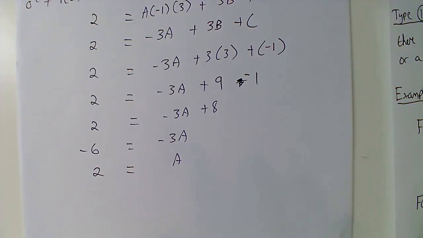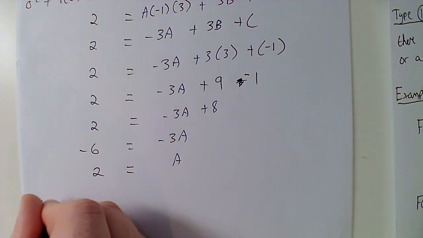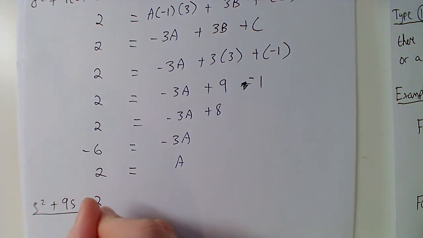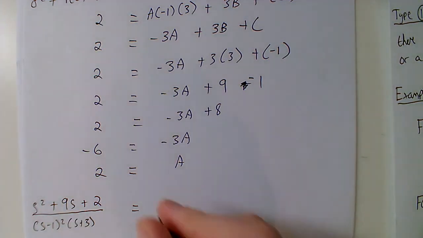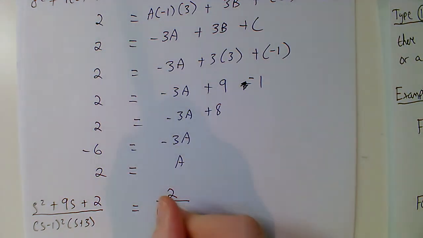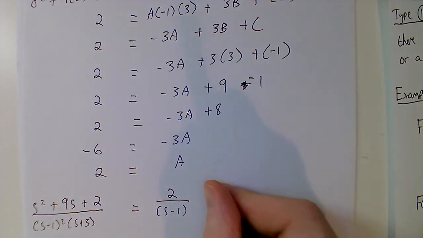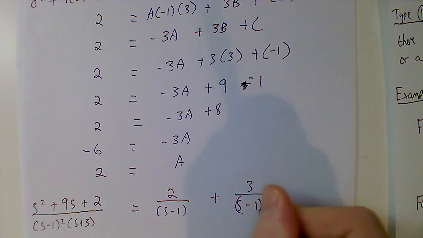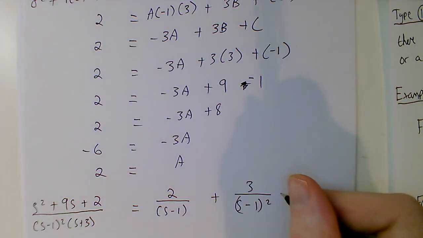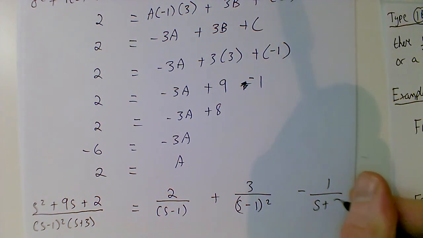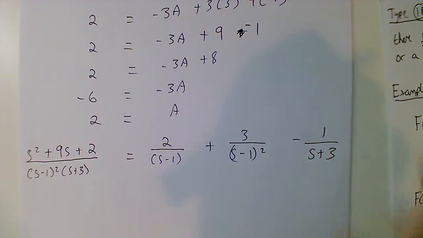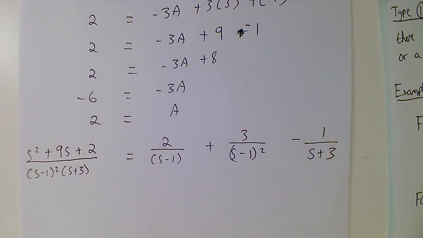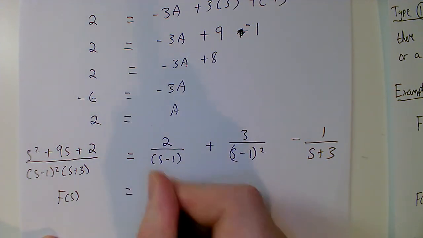Okay, so s squared plus 9s plus 2 all over s take away 1 squared, s plus 3 can be written as 2 over s take away 1, plus 3 over s take away 1 squared, take away 1 over s plus 3. Right, so I've just done my partial fractions now, so that's F of s. It can now be written as that.